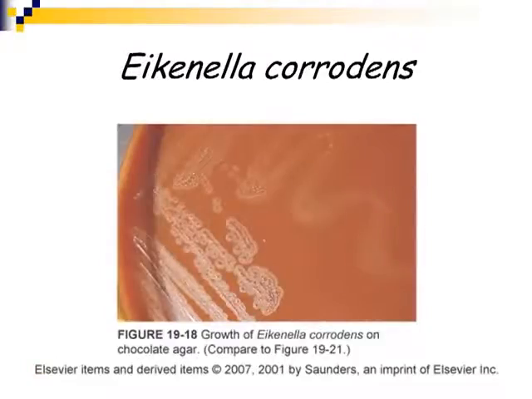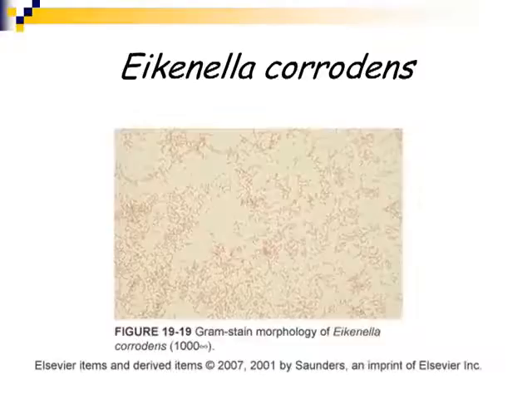So here's Eikenella corrodens growing on chocolate agar, and it tends to pit the agar as it grows on it and kind of looks like it corrodes the agar. And here's a gram stain, typical gram negative rod.